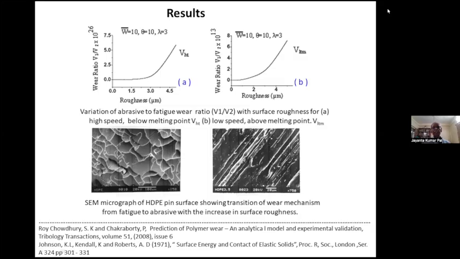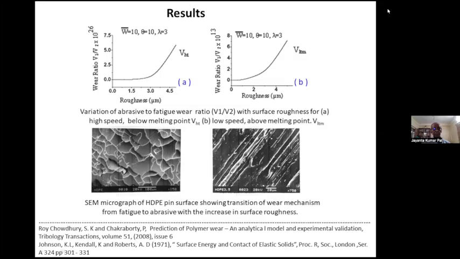In figures A and B, if we look at the scales, we can see that the wear is probably slightly more, or it starts rising a little earlier. That may be because of the melting wear situation, and also because of the low speed. But the trend remains more or less the same.